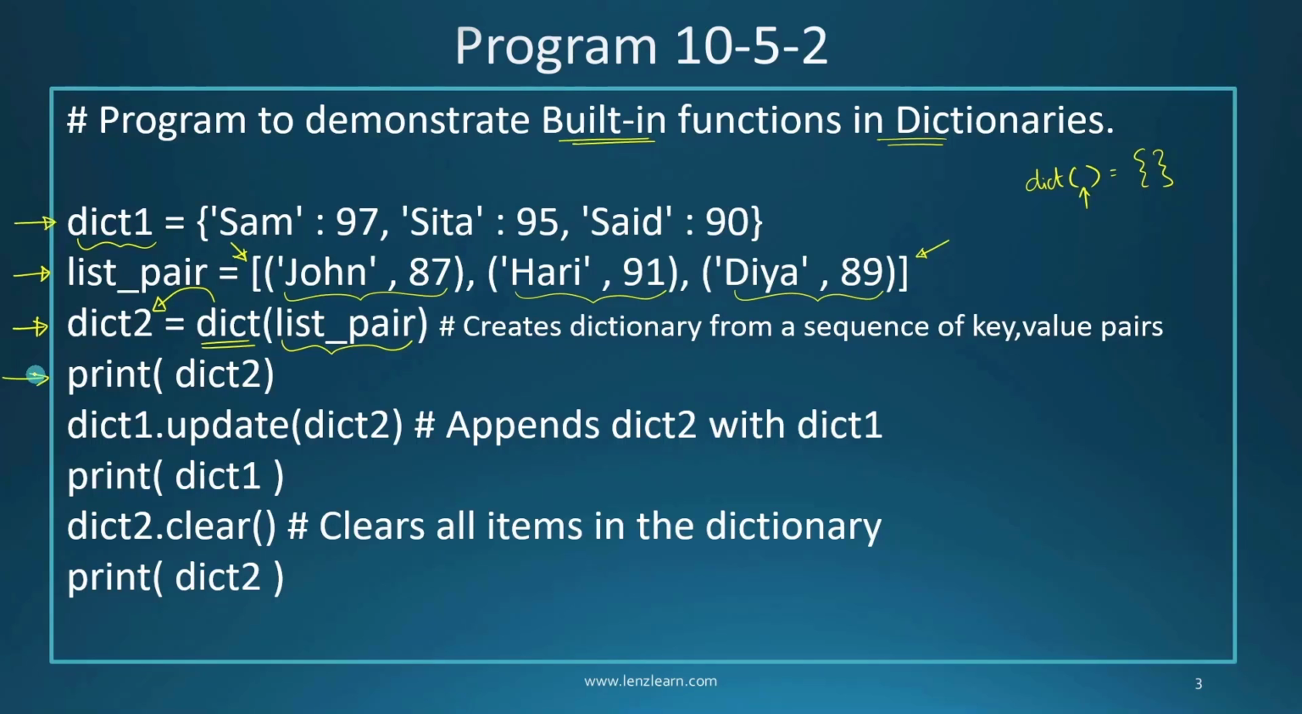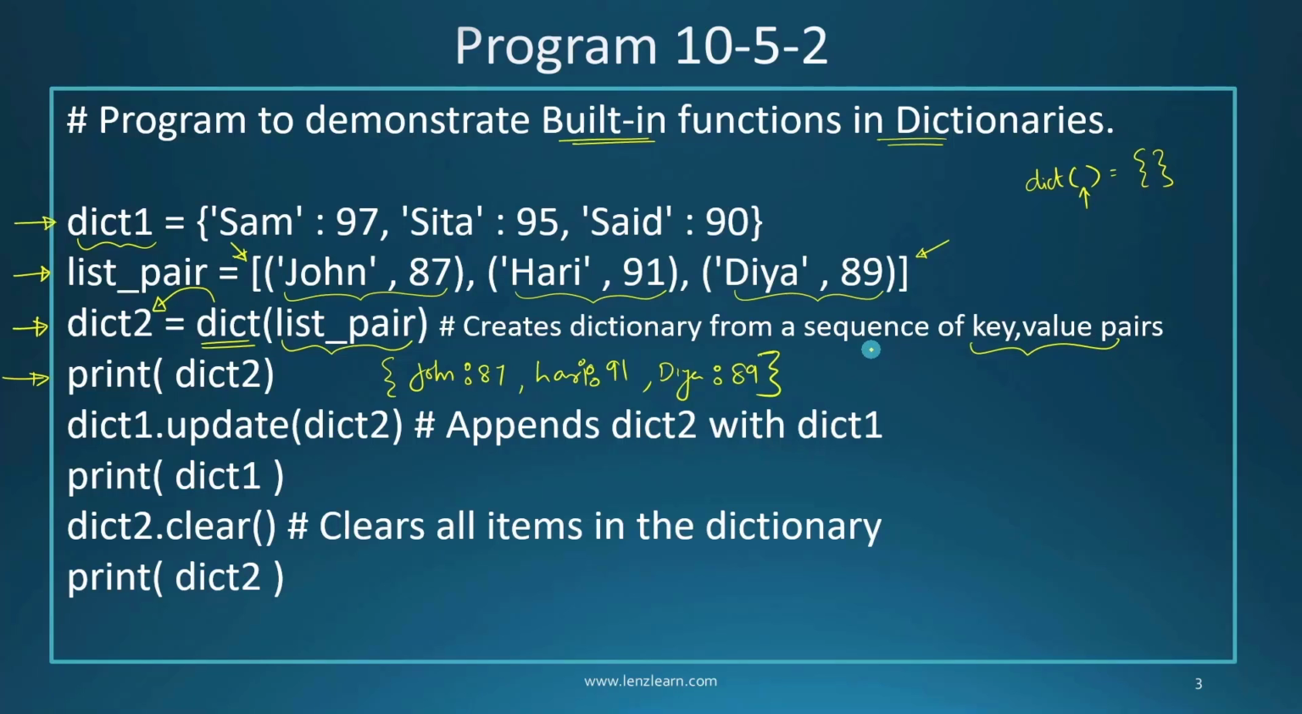So after that, when you print dict2, you will see the output will come with a curly bracket, and after that you will have John colon 87, then you will have Hari colon 91, you will have Dia colon 89. This is a much easier way to convert a list in which the data items are provided in pairs. And also you can see the explanation here. This function dict will create a dictionary from a sequence of key value pairs.